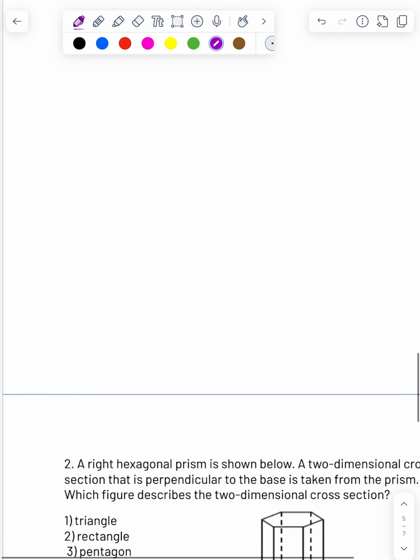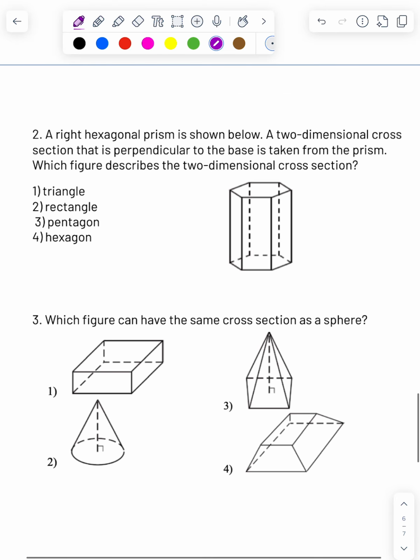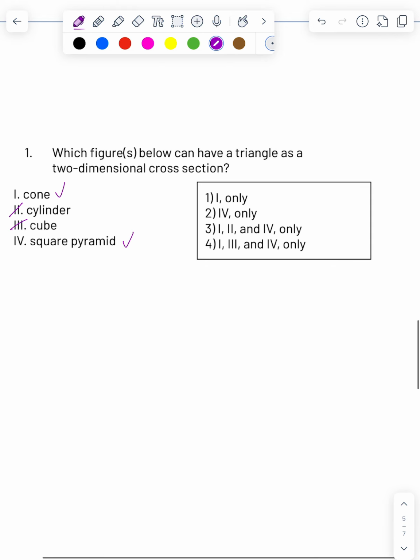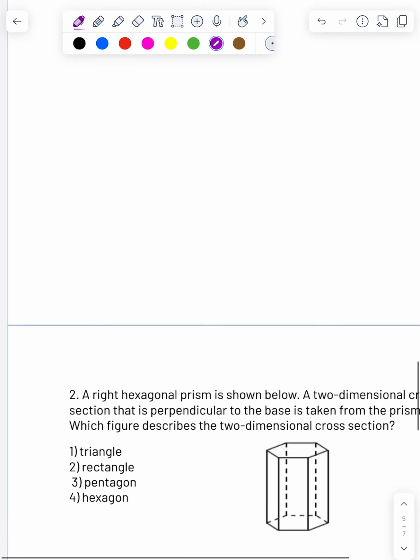square pyramid. Taking a look over here at number 2, oh, so there's an error in these answer choices. One should say 1 and 4 only. So I'm going to make my own: 1 and 4 only. And that would be the answer.